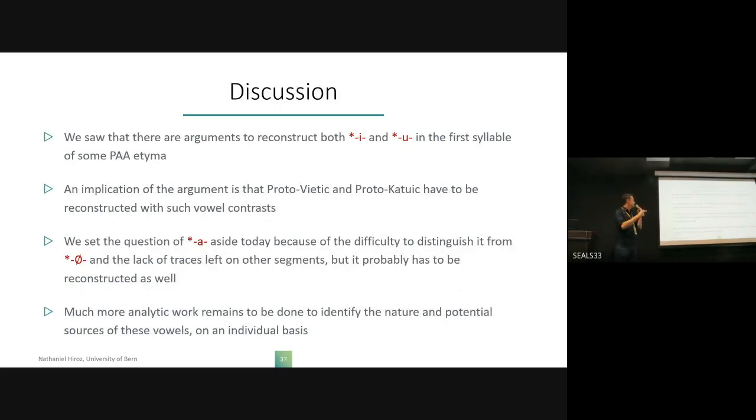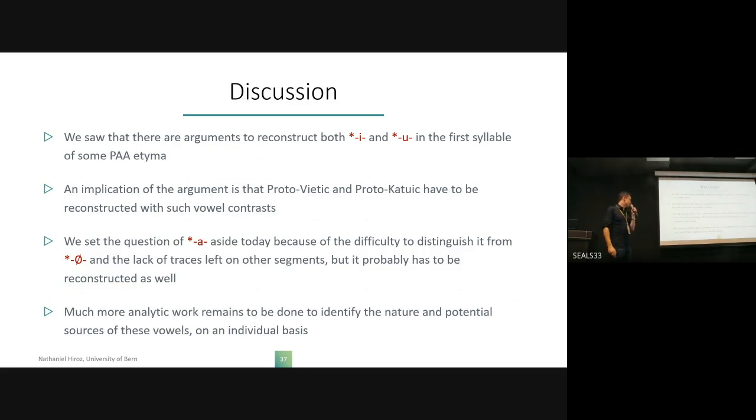Okay, now discussion and conclusion. We saw that there are arguments to reconstruct both E and U in at least a few etyma. And we saw that this also implies that Proto-Vietic and Proto-Khmuic had preserved such contrasts. And yeah, we left the question outside, but it probably also has to be reconstructed.